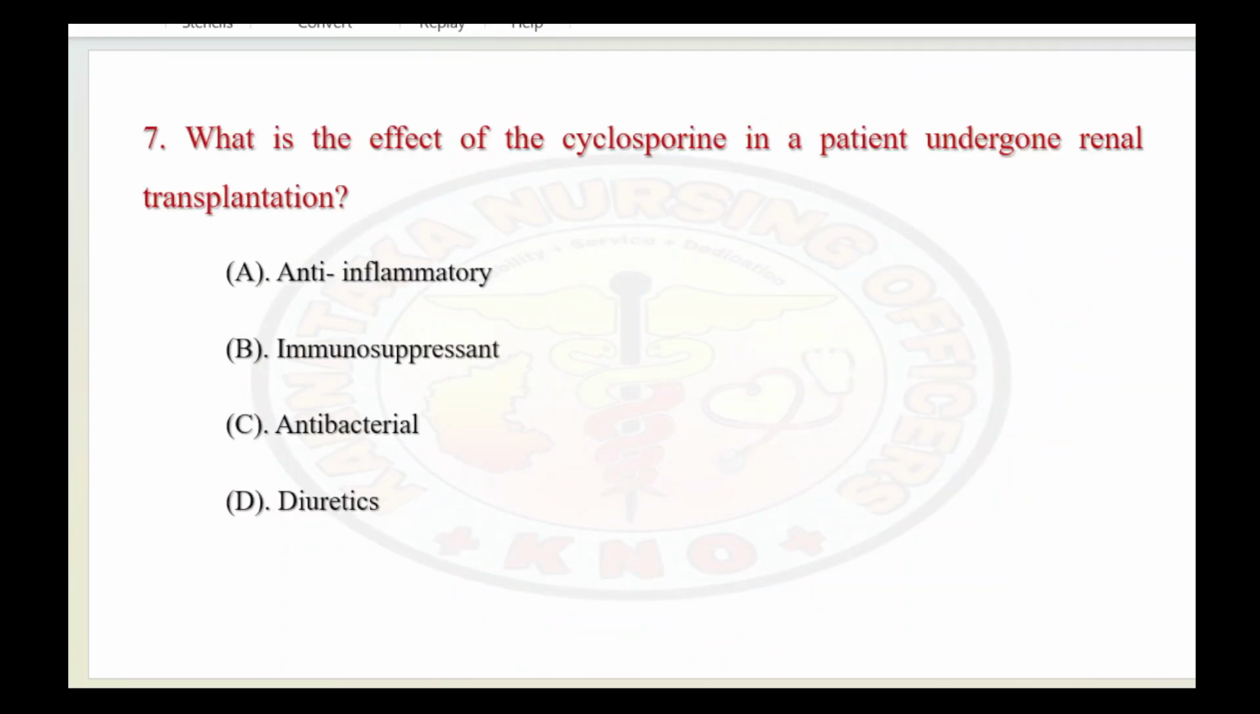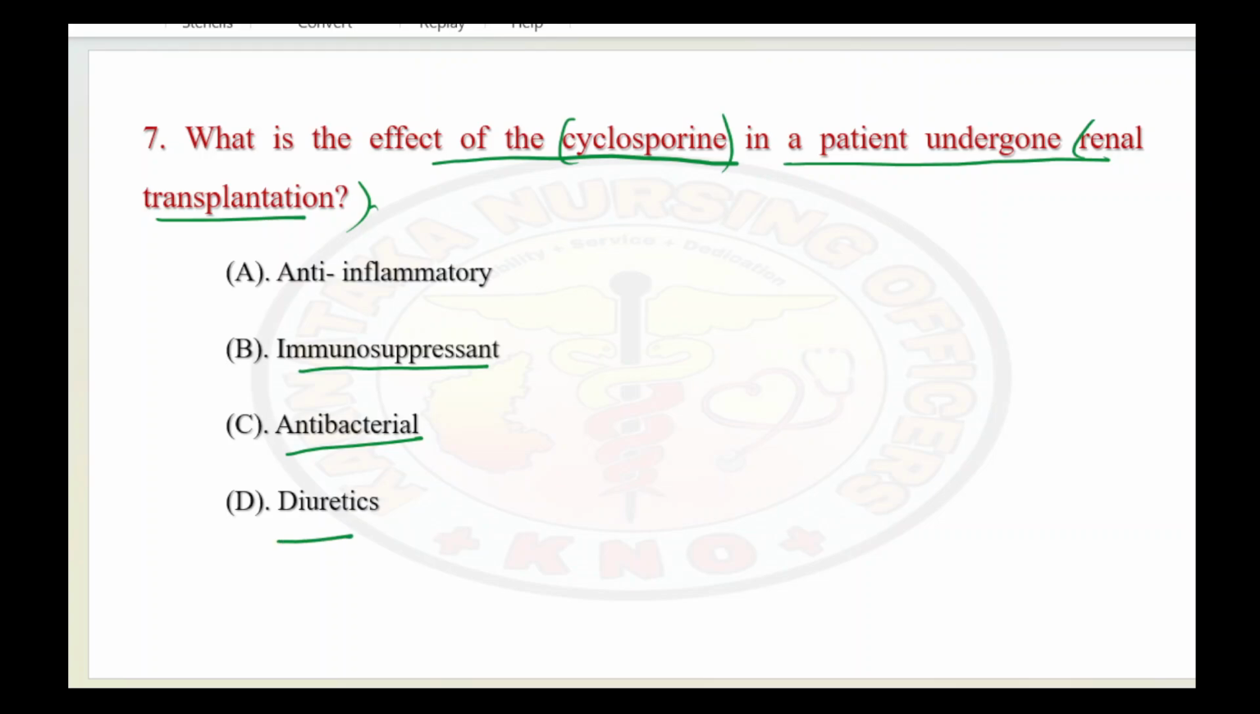So let's move on to the next question. What is the effect of cyclosporin in a patient who has undergone renal transplantation? Here they have asked you about the action of cyclosporin in a patient with renal transplantation. So let's see the options here. First is anti-inflammatory. Of course, cyclosporin is an anti-inflammatory, but in this case, it is not the main action. The second is immunosuppressant. Third is antibacterial, and fourth is diuretic.